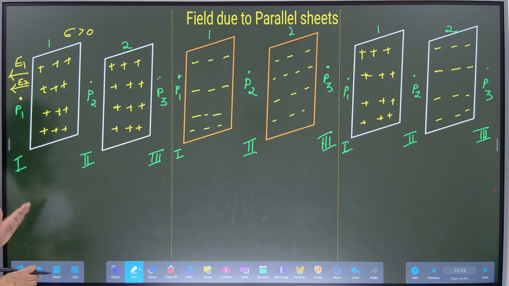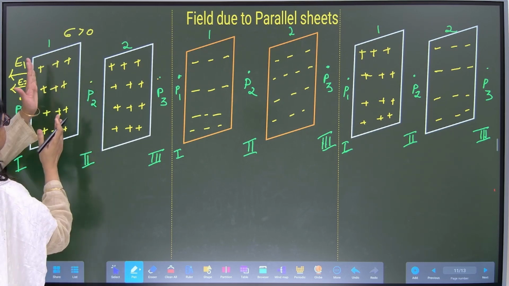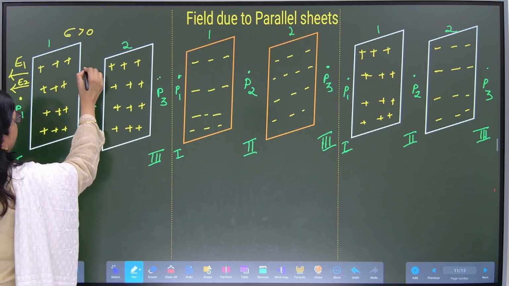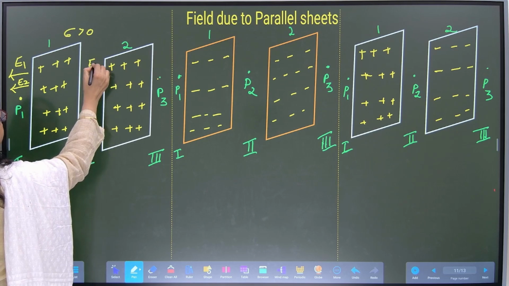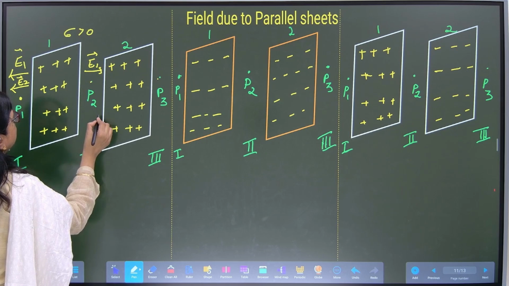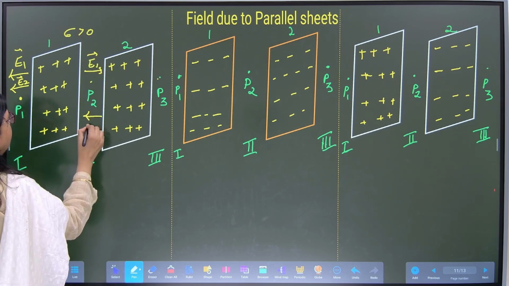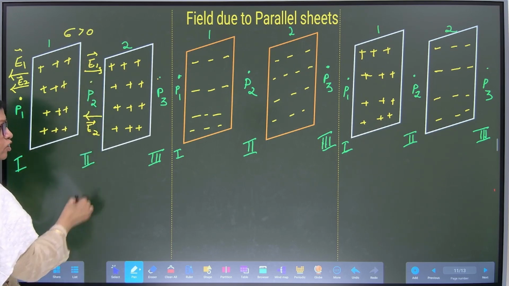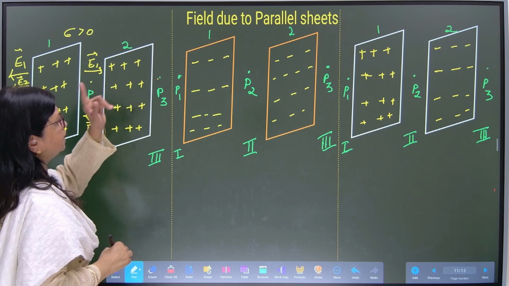Correct? We have just now learned what is the value of E, that we will substitute and find out the total electric field at the point P1. First let us finish the directions. At P2, because the sheet is like this, radially outwards towards P2, the direction of E1, let me put an arrow here, and the direction of E2, as you can see, are opposite to each other, at the point P2 in the region 2. Let me go to region 3.